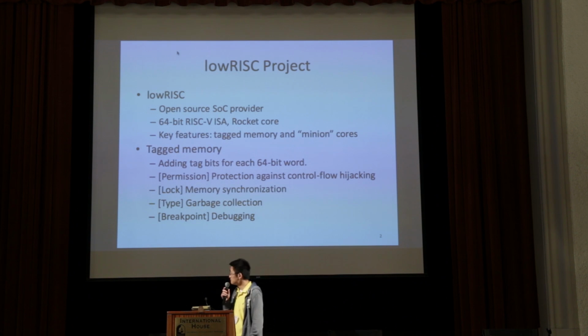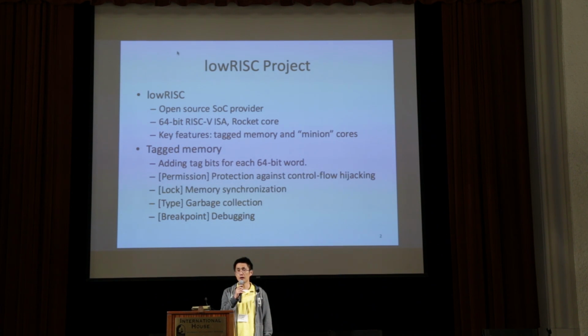By tag memory here, I mean we add tag bits for every word. We do it on word level. So we add a configurable number of tag bits for every 64-bit word in all cache lines and memory. There are a lot of use cases for tag memory.